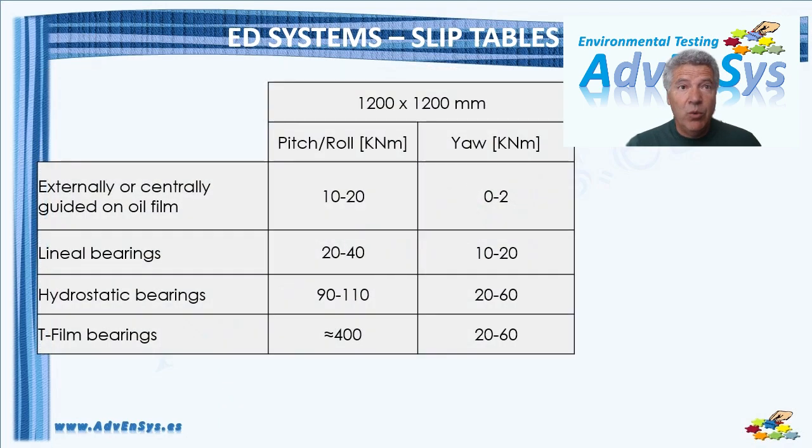Below you can find a table with overturning moment resistance for the four previous types, taken from published brochures of the different manufacturers. We can see that pitch and roll moment figures increase by a factor between 2 and 4 as we increase the complexity of the solution, while the yaw moment resistance is clearly smaller. Anyway, it's important to consider that there isn't a universal procedure to calculate overturning moments for slip tables, so these figures must be taken as references only.